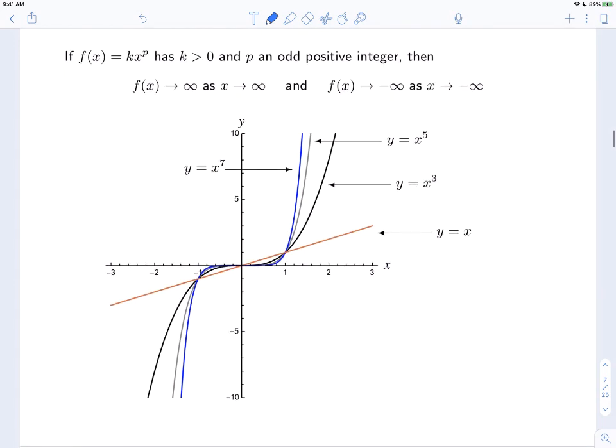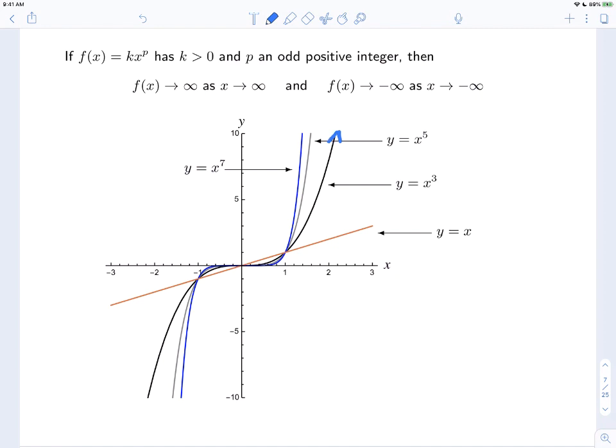These graphs represent the case where k is positive and p is an odd positive integer. In this case, as x moves to the right, your output values for f will increase. And you can see that in the graphs here. As x moves to the right, your output values are getting larger.